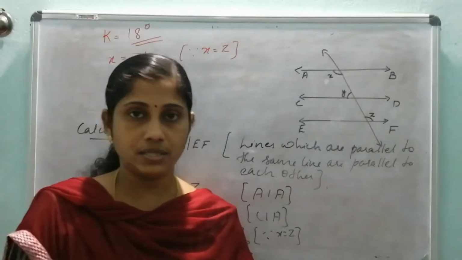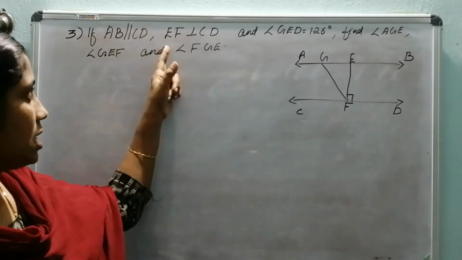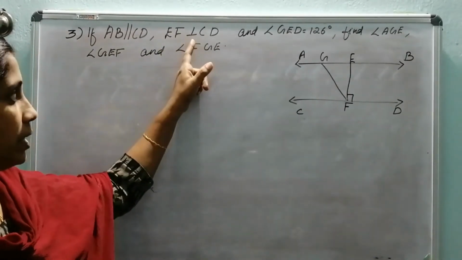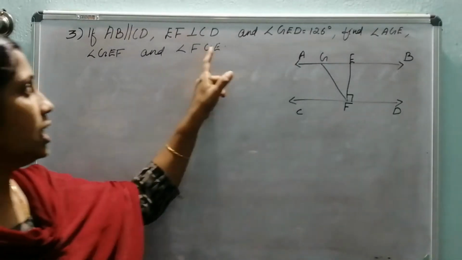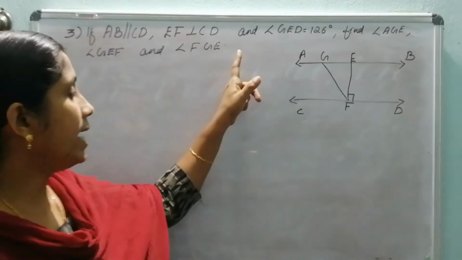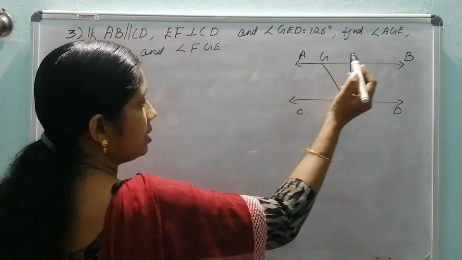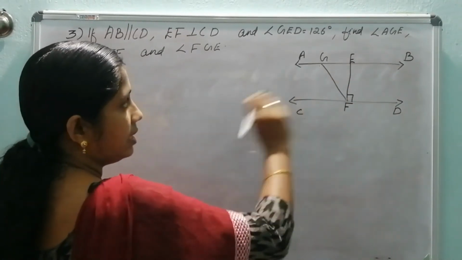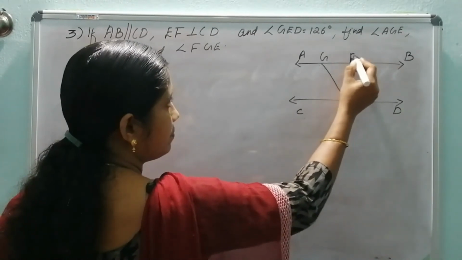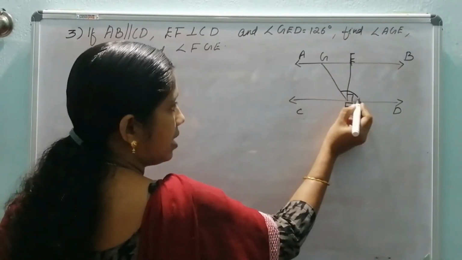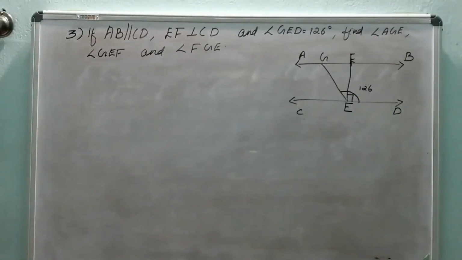Now we can do the third question here. Third question: if AB parallel to CD, EF perpendicular, this is the symbol for perpendicular, EF perpendicular to CD, that is 90 degree. Angle GED is equal to 126 degree. This angle is GED, this is F. It is given that GED is equal to 126 degree.